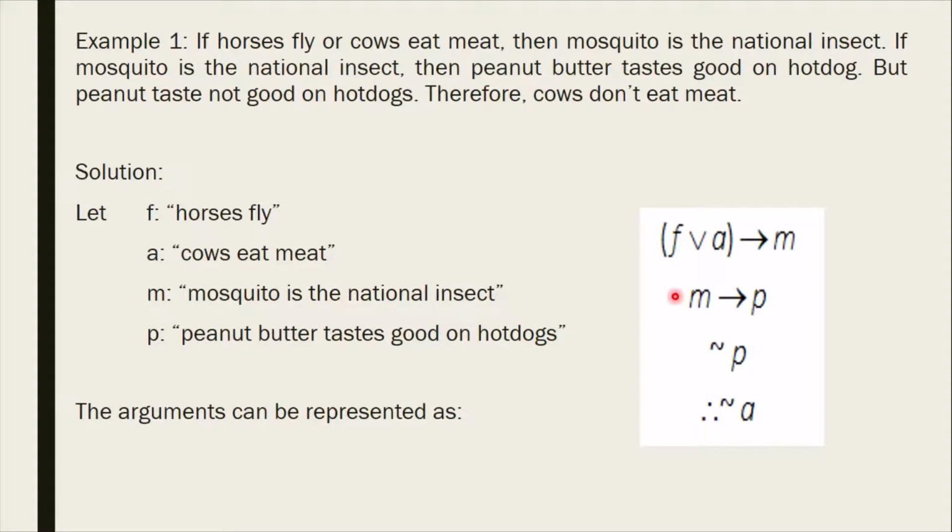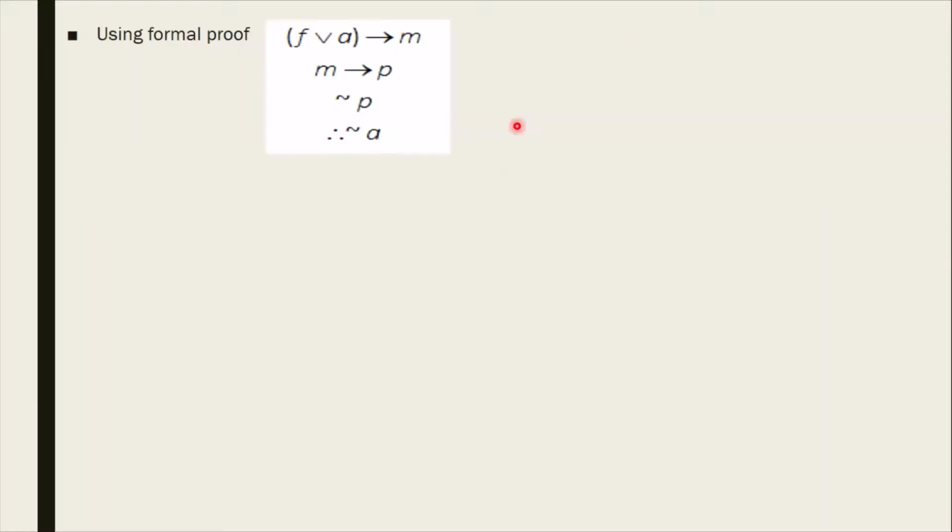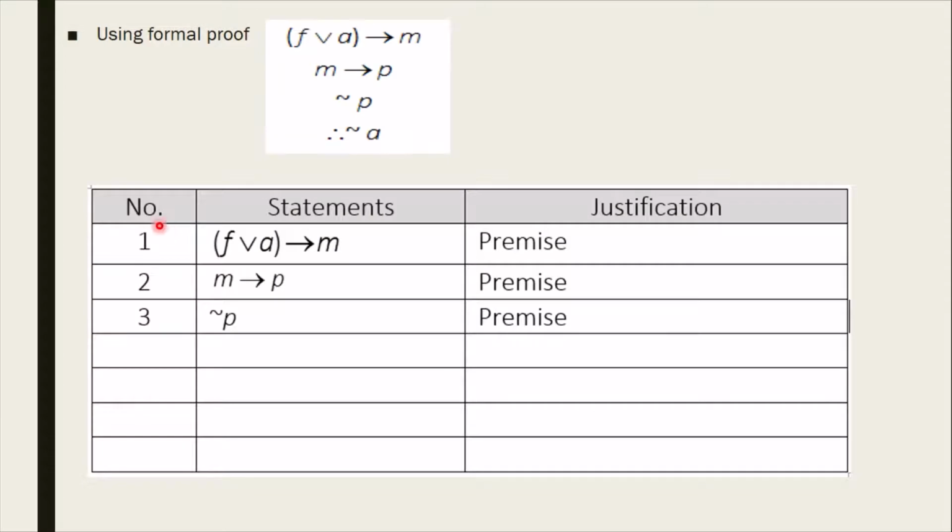Now using the rules of inference and the rules of replacement, we can prove this argument using our formal proof. Now we're going to use this table for us to have a basis to systematize everything for the different steps and justifications.